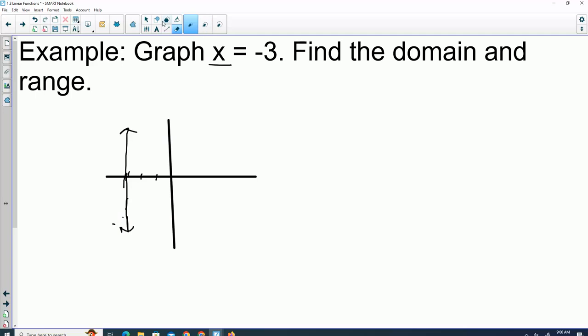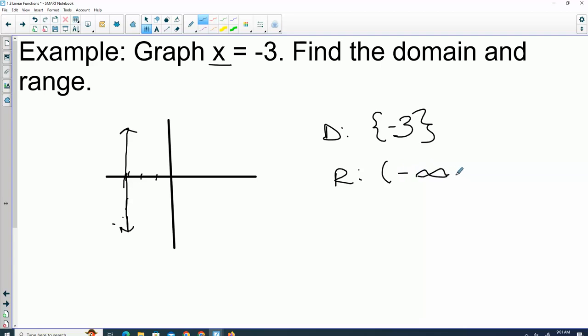Domain and range are a little bit different here. What's my domain? Negative 3. We only hit that one value, right? So if you did an interval, your starting and stopping point is the same. Usually if it's just a single value, we'll just write it as a solution set. So my domain is just the single value negative 3. Our range though, we still have one end going up forever and one going down forever. So that would be negative infinity to infinity.